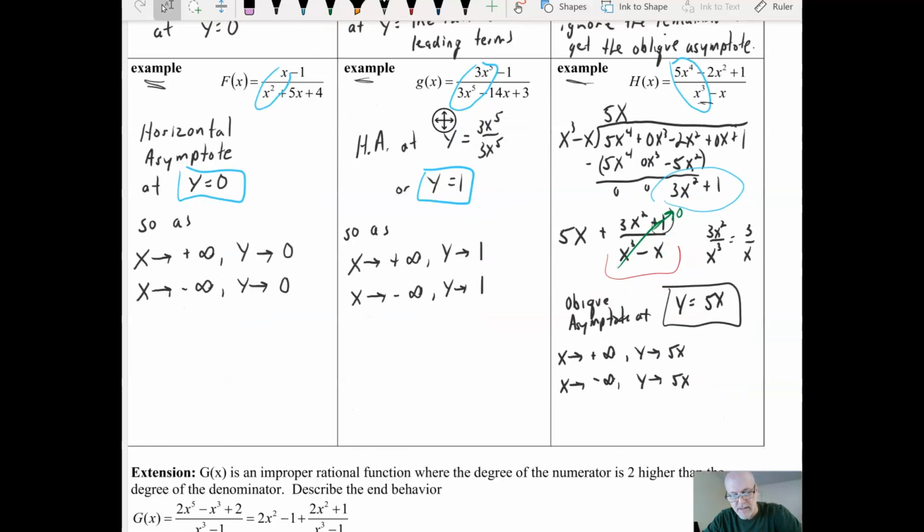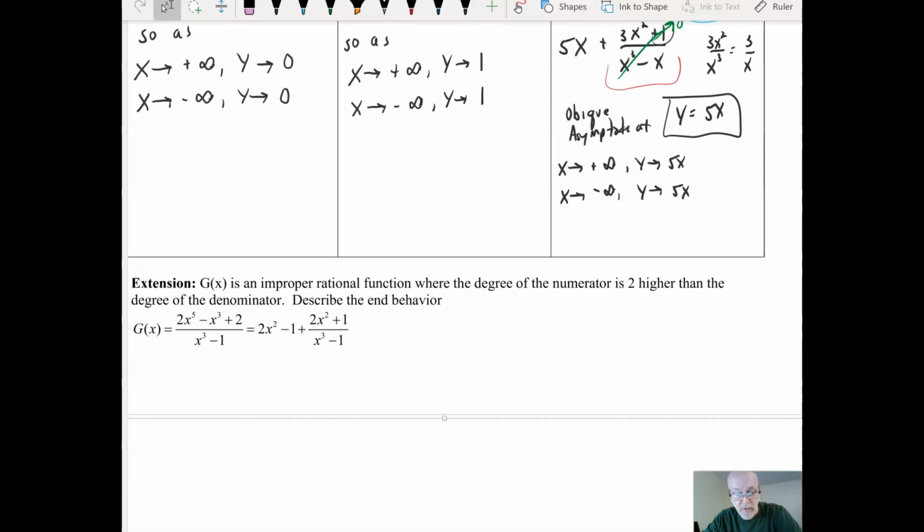Now, just in case you're wondering, what happens if the degree of the numerator is not only bigger than the degree of the denominator, but it's more than 1 degree higher? Well, if it's 1 degree higher, the quotient will give you a linear equation. But if it's 2 degrees higher, like in this case, 5th degree over 3rd degree, you're going to get a quadratic for your quotient. So when we ignore the remainder, we're looking at an end behavior that's going to approach a parabola.